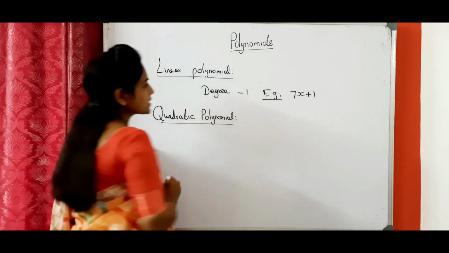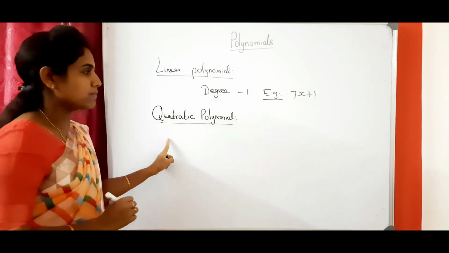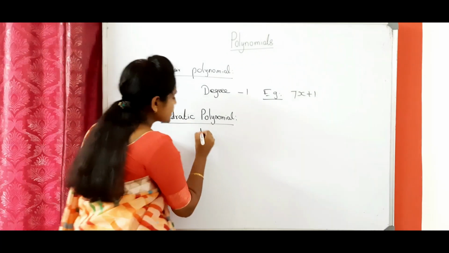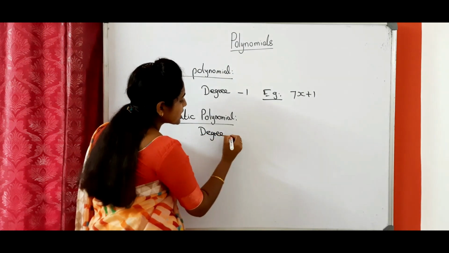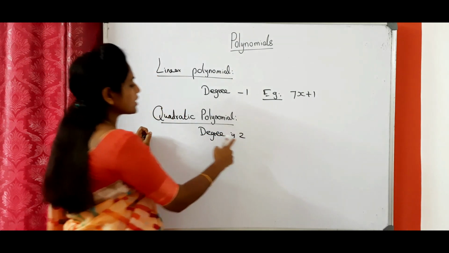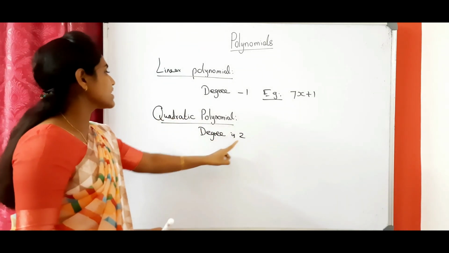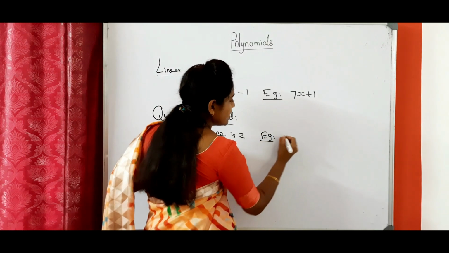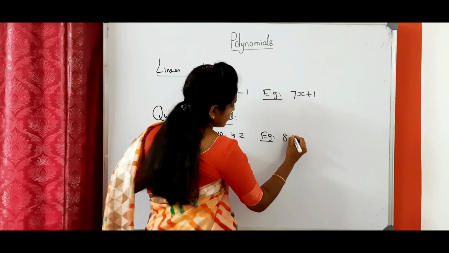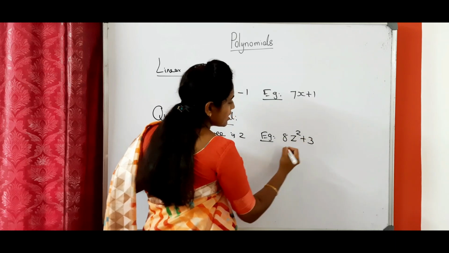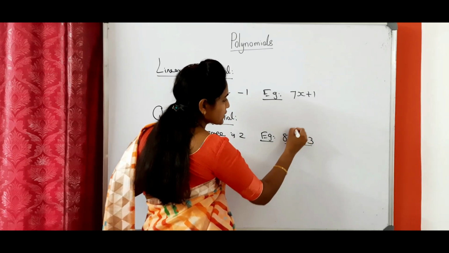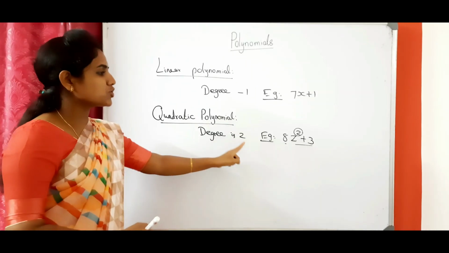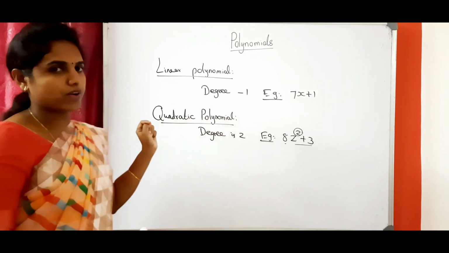Next, quadratic polynomial. Quadratic polynomial means the degree of the polynomial is 2. If the degree of the polynomial is 2, we can say that the polynomial is a quadratic polynomial. Example: 8z square plus 3. Here, what is the degree of the polynomial? 2. Therefore, it is a quadratic polynomial. So, degree is 2 means we can say that it is a quadratic polynomial.